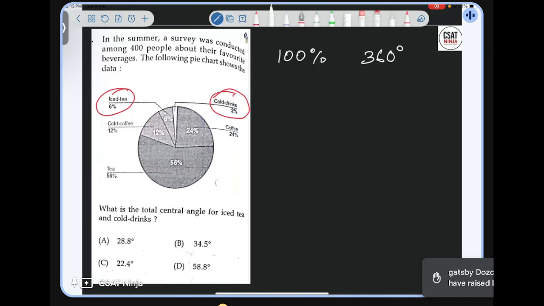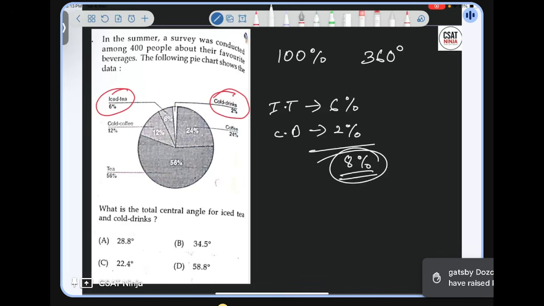Here, we need to find the central angle for how much percent? Iced tea is how much? 6%. And cold drinks is how much? Cold drinks is 2%. So if I add this one, it will be 8%. So we need to find the angle for 8%.